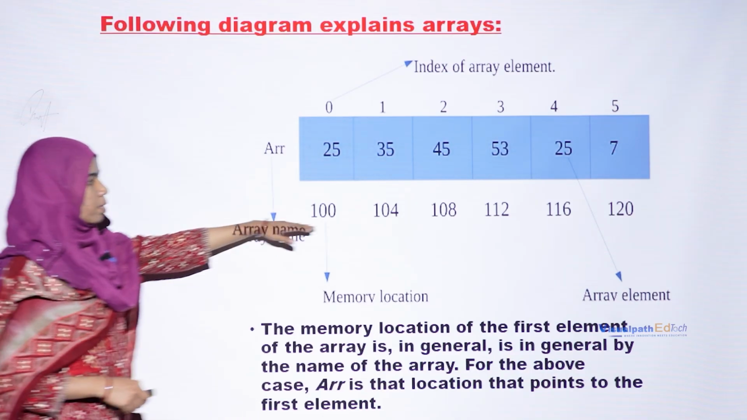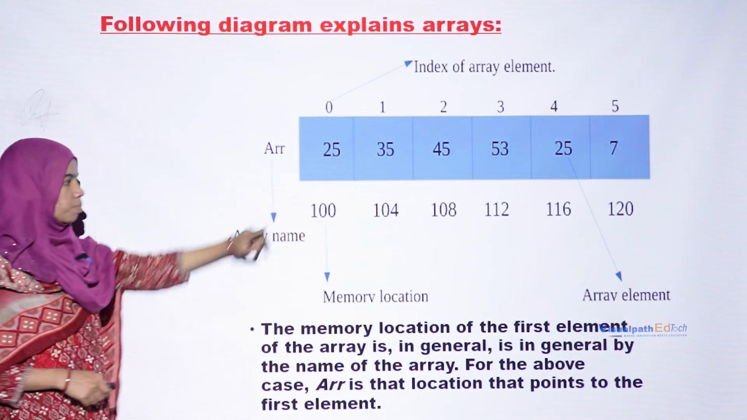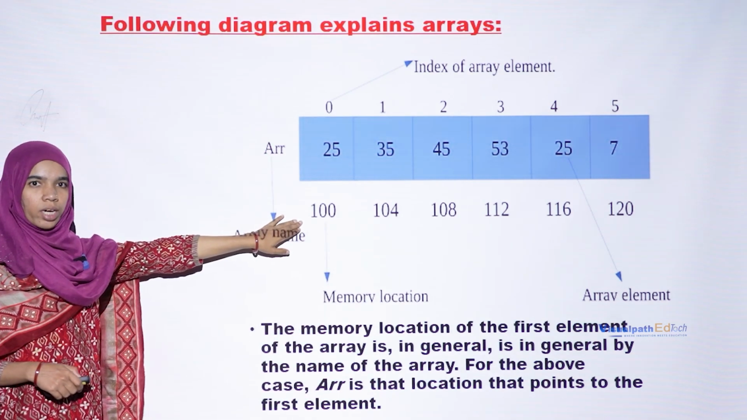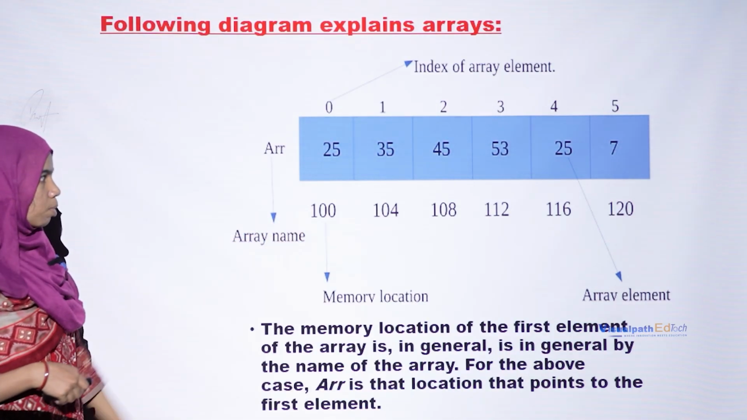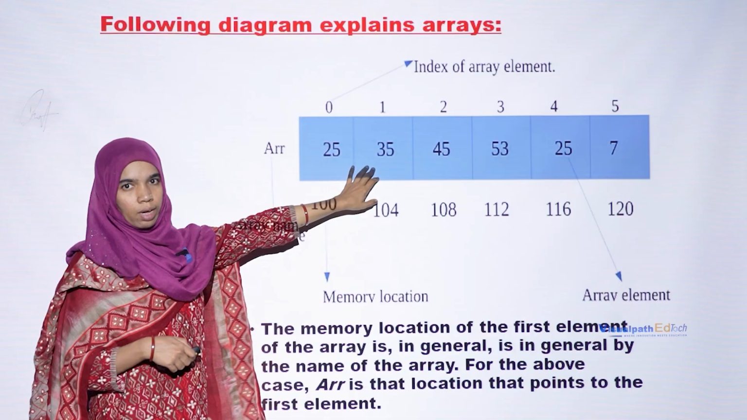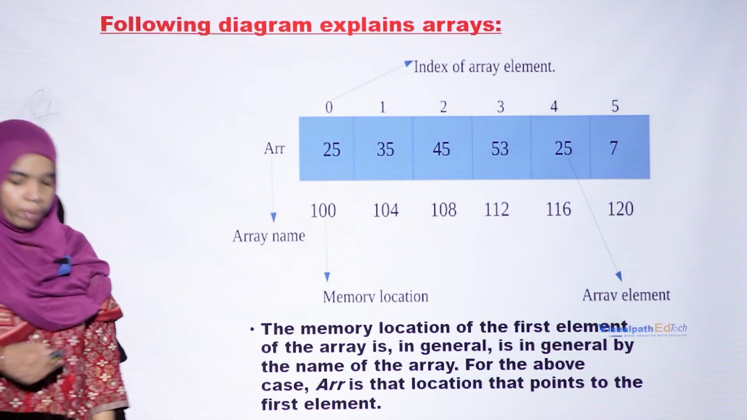And these are the memory locations, or we can say the addresses of the elements. These will be allocated by the compiler itself inside the memory. You need not worry about it. We will just be storing the values, and the memory for the indexes will already be allocated.